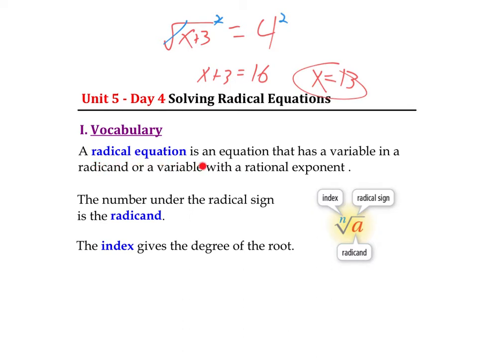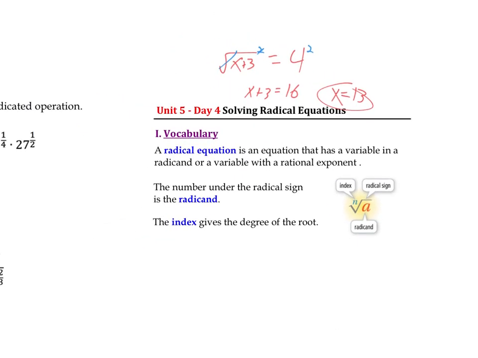A radical equation is an equation that has a variable in a radicand or a variable with a rational exponent, meaning it's got a letter trapped underneath a radical sign. The number underneath the radical sign, in this case a, is called your radicand. And then the index is what type of radical or what type of root you're taking. We're used to square roots, so that has an index of 2. We might see third roots, fourth roots, fifth roots, whatever.